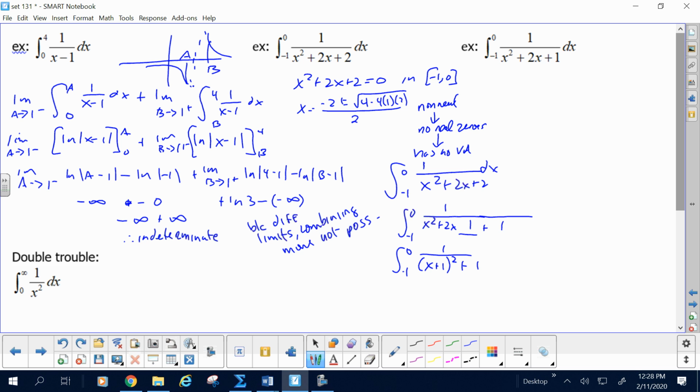Now, I hope you don't need to use substitution on this. You will just see that the antiderivative is arctangent of x plus 1 from negative 1 to 0. What is arctangent of 0 plus 1? Arctangent of 1 is pi over 4, minus arctangent of negative 1 plus 1, or 0, which is 0. So our answer there would be pi over 4. Okay, just thought we could use a little practice.